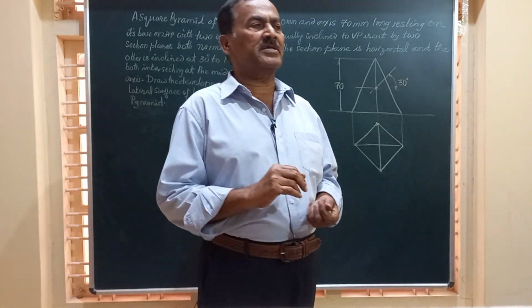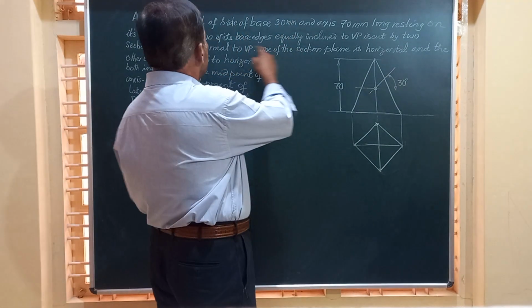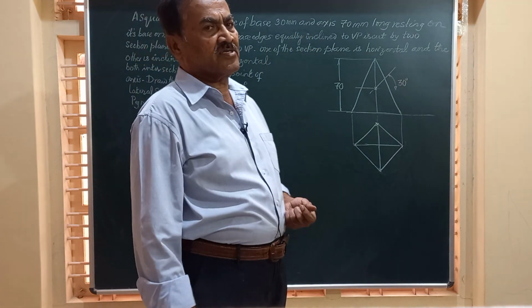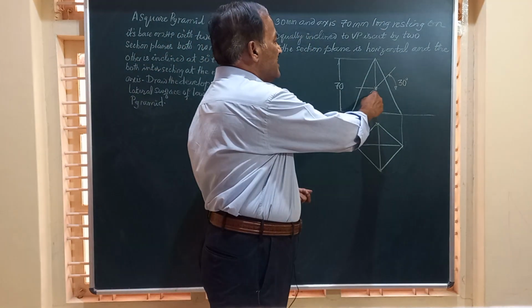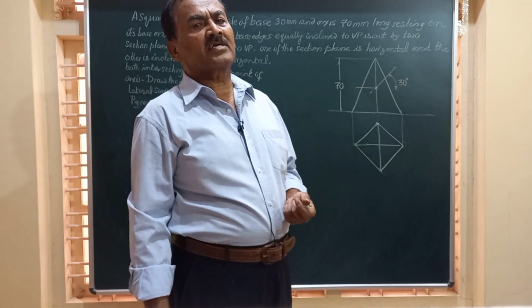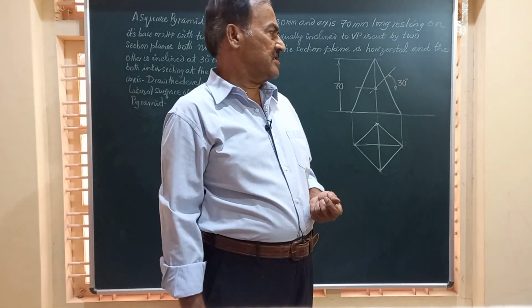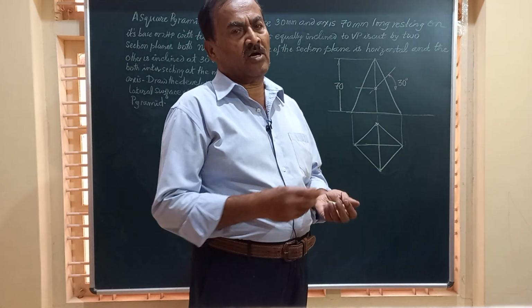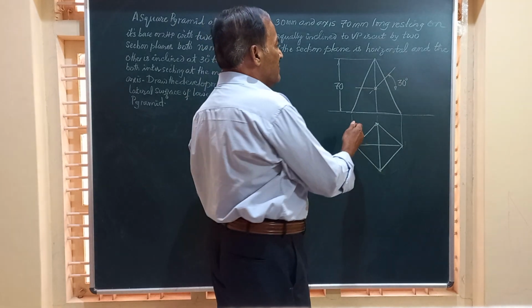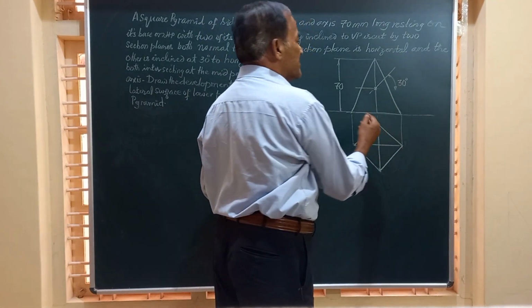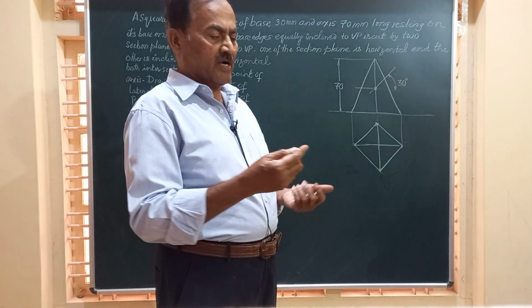In this video, we are going to work out a problem on the development of the lateral surface of a square pyramid which is being cut by two section planes. One of them is horizontal and the other is inclined at 30 degrees to the horizontal. And we are required to draw the development of the lateral surface of the lower part of this.